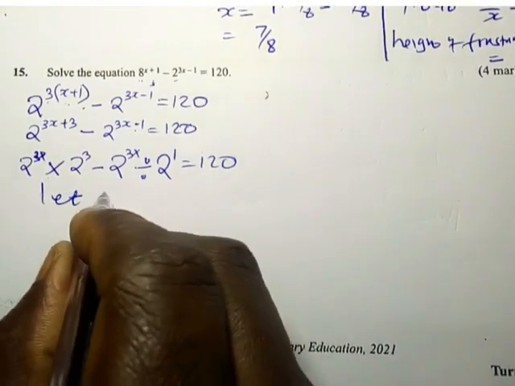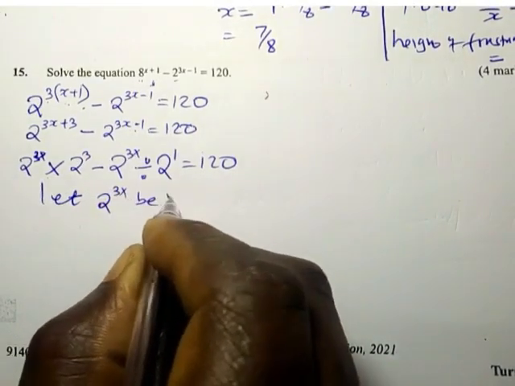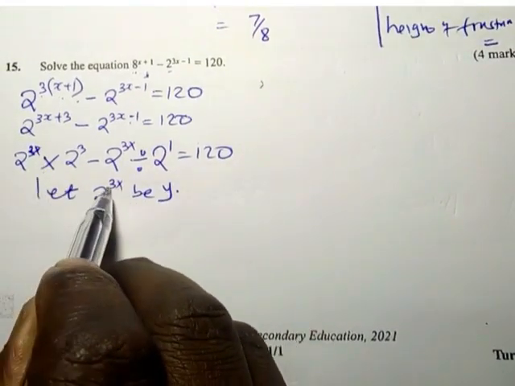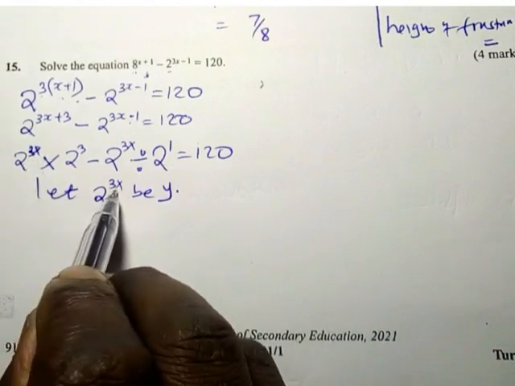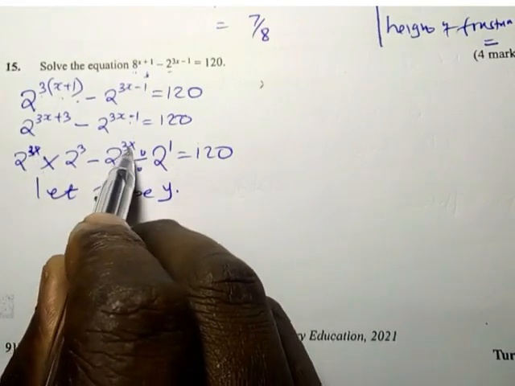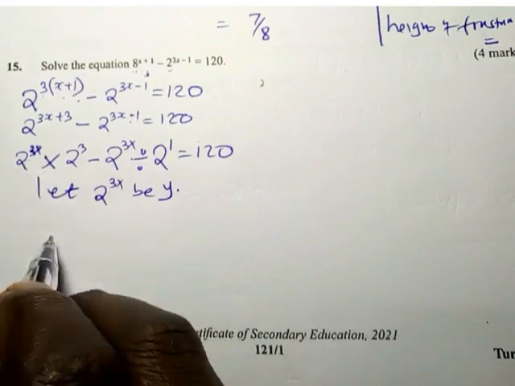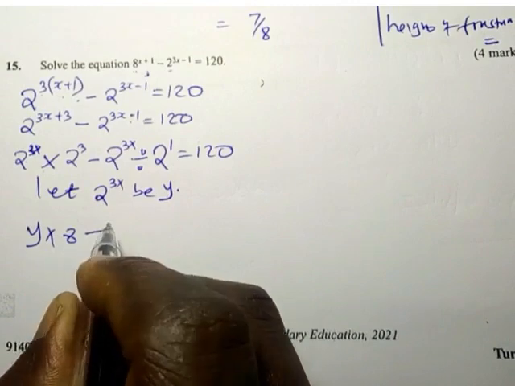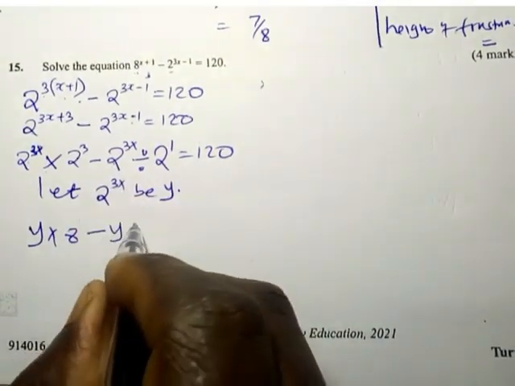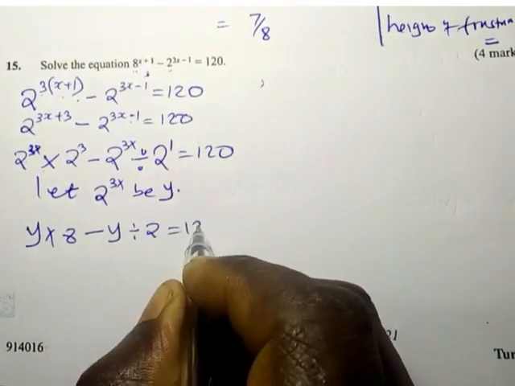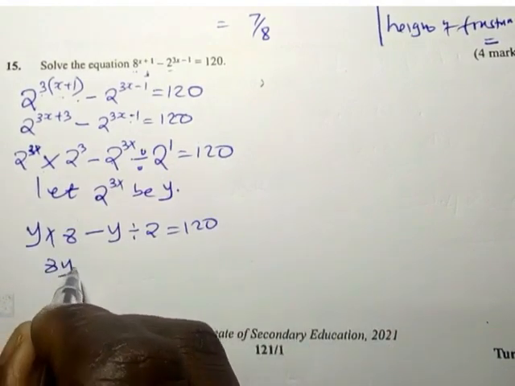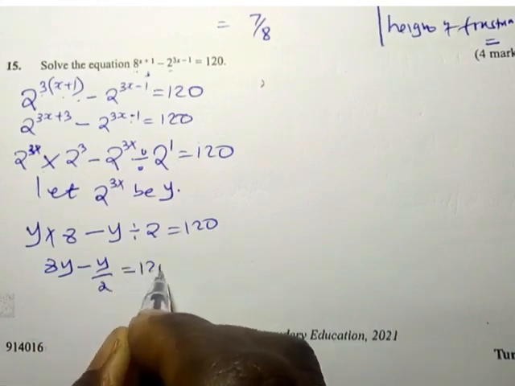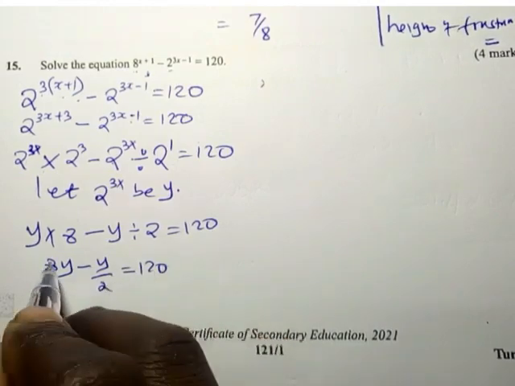So let 2 raised to power 3x be y. Anywhere there is 2 raised to power 3x, you put y. Now we are going to have y times 8 minus y divided by 2 is equal to 120. So 8y minus y over 2 equal to 120. Multiply this one everywhere.